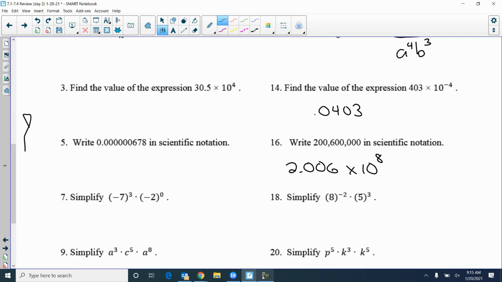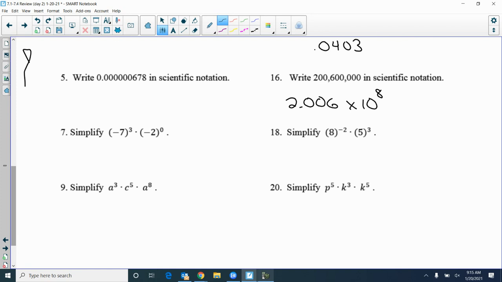All right, 18, no decimals. In this case, 5 cubed stays on top. 8 to the negative second goes down below as 8 squared. That becomes 125 over 64 because 8 squared is 64. That is your answer. Leave it. Do not divide that and give me a decimal. Jordan?